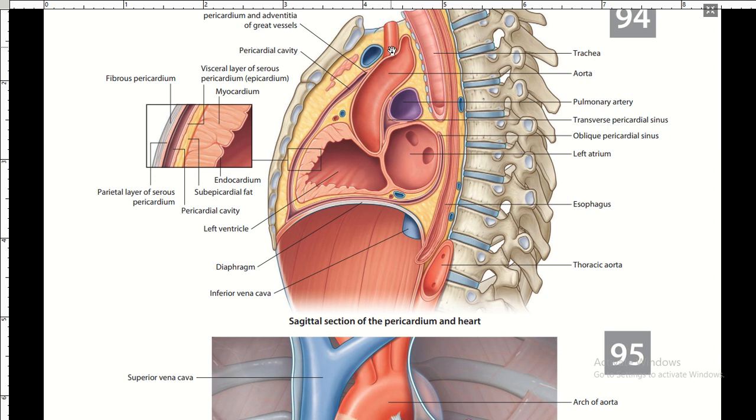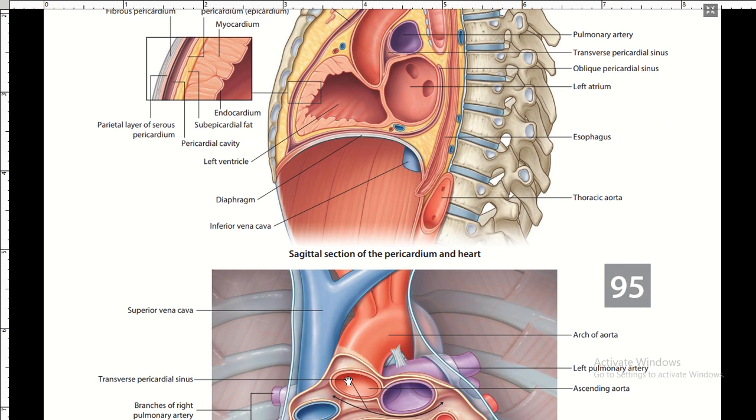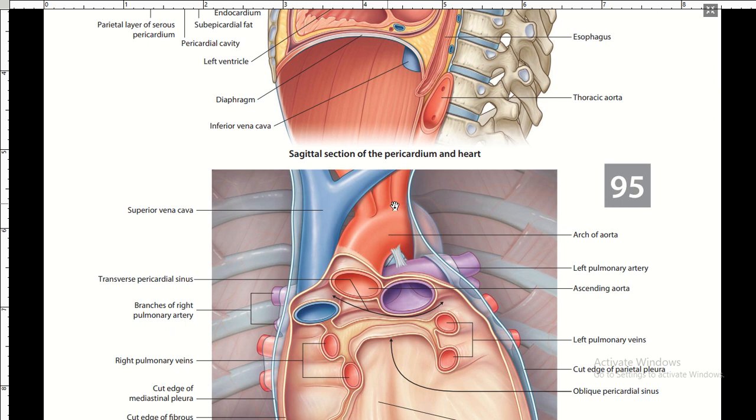And then from that, you're going to have your great arteries. These are the branches of the arch of the aorta. You're going to have the brachiocephalic trunk, which will further divide into the right subclavian and right common carotid artery. You're going to have the left common carotid artery and the left subclavian artery. They will all be part of the content of the superior mediastinum. You also have the arch of the aorta itself.